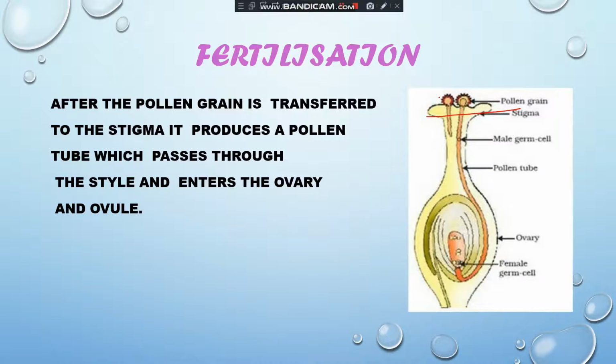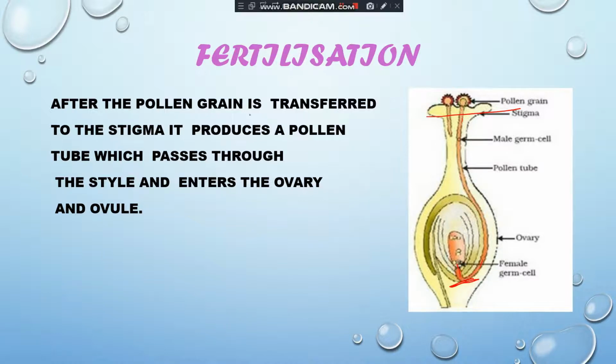So the pollen lands on the stigma of a flower and starts developing the pollen tube. This is the pollen tube, which passes through the style and then reaches the ovary. You can see over here. Then in the ovary it releases the male gametes. Here the male gametes fertilize or fuse with the female gametes, or female sex cell.